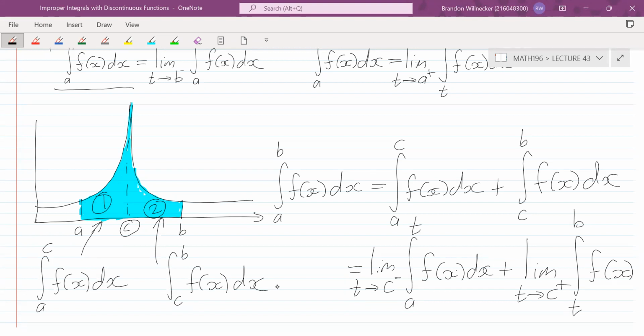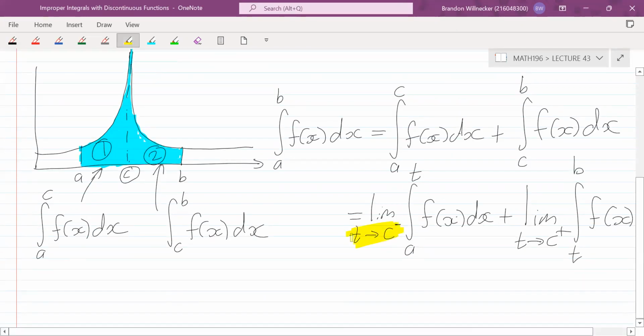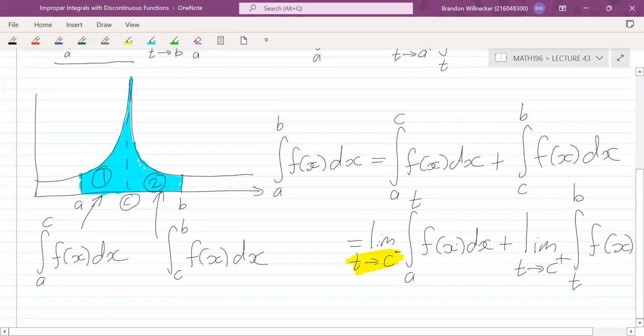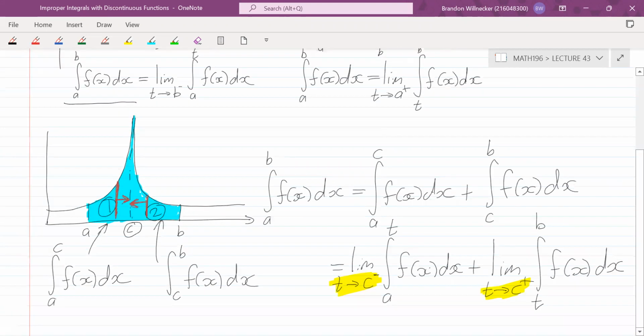But here we need to take the limits. Since c is our asymptote, we need to take the limit as t goes to c minus for the first part, and t going to c plus for the second part. On the left-hand side, we're approaching c from the smaller values of x going across. For the other one, we're starting here and approaching it from the right-hand side. So those are the two limits that we're taking.